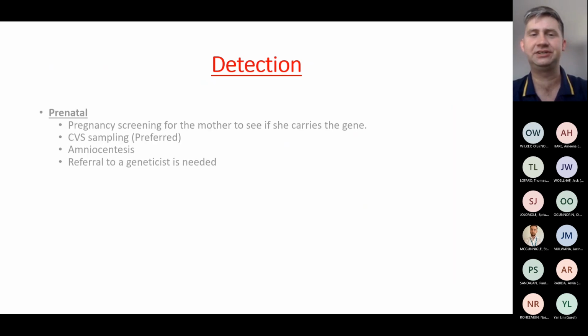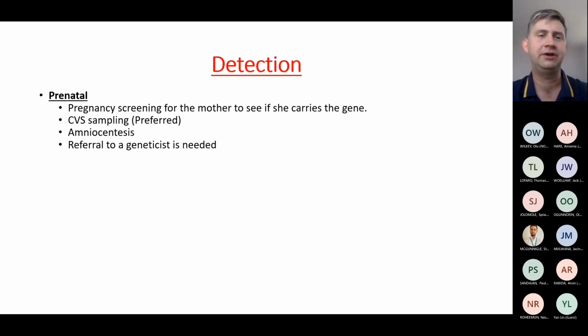So detection, again, as you probably all know, pregnancy screening for the mother to see if she carries the gene. We can also test the father. We offer CVS sampling, which is chorionic villus sampling, which is similar to amniocentesis in a way that we actually take cells from the placenta as opposed to the amniotic fluid. And we prefer doing CVS sampling because we can get more cells and more accuracy, potentially. Amniocentesis, like I just said, we do it for a variety of different conditions. We take a sample of the amniotic fluid.